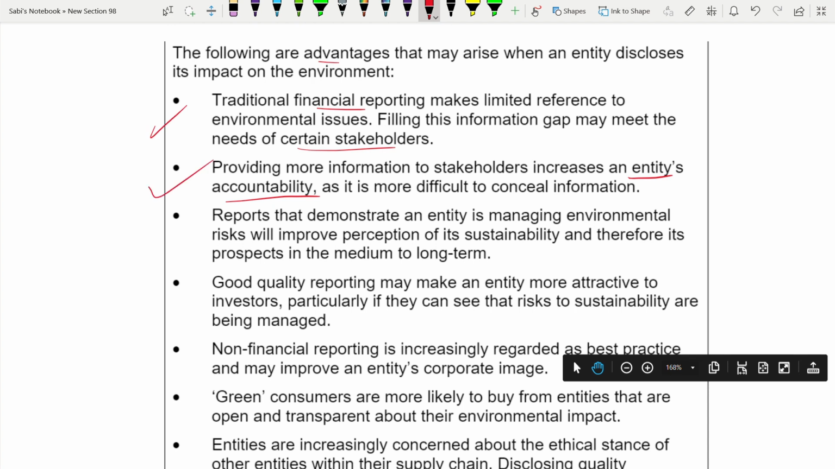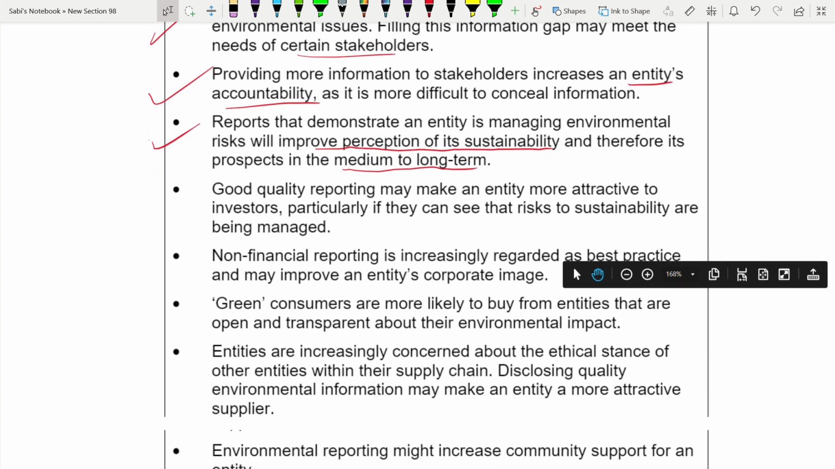Third, reports that demonstrate an entity is managing environmental issues will improve the perception of its sustainability. They are regarded as more concerned about the environment, more sustainable. This will help them to go long term, sustain their business long term. That means they are shown as a good citizen. And good quality reporting may make an entity more attractive to investors also, especially if they see that risks to sustainability are being managed. That means you are taking care of the environment. If investors see this, they will see it as more attractive.